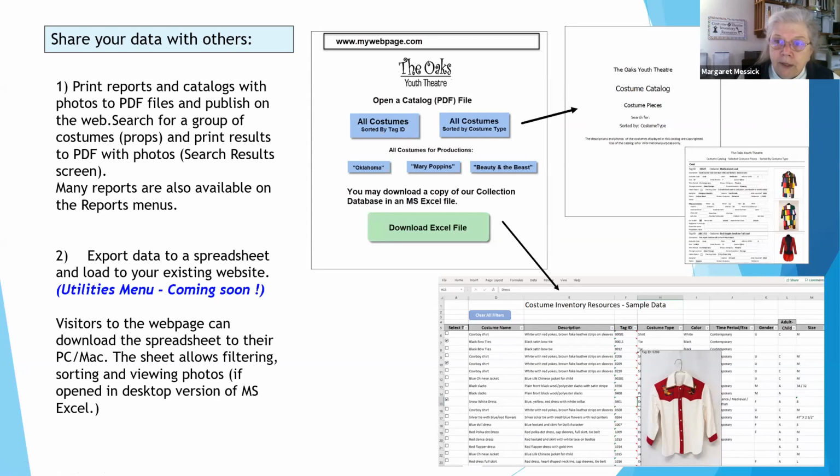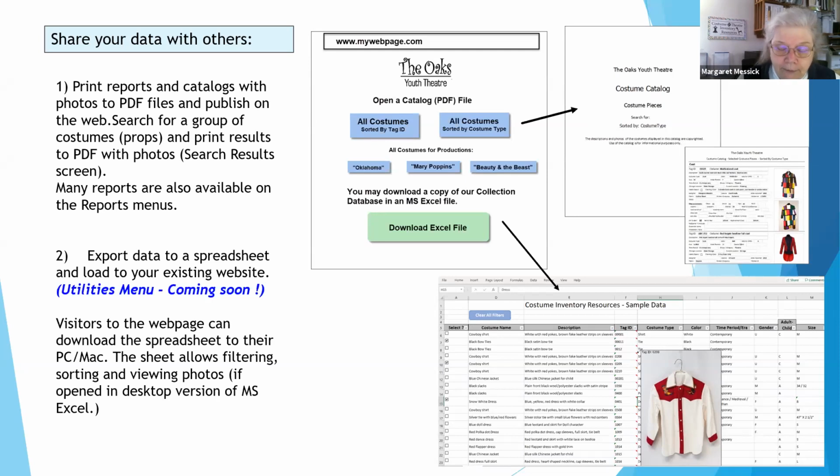Now, the problem with these catalogs is they can become very long. If you have 10,000 items in your database, that catalog is a large and unwieldy sort of document to work with. So you can make smaller catalogs. Let's say you want to do all costumes for a particular production, like Oklahoma or Mary Poppins. You can create a catalog, again, publish that PDF to your website, and people can download just that item.